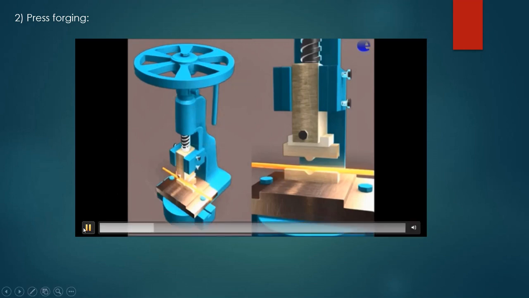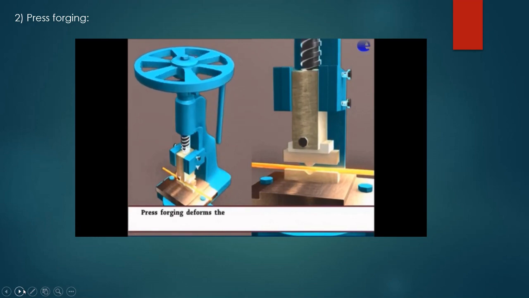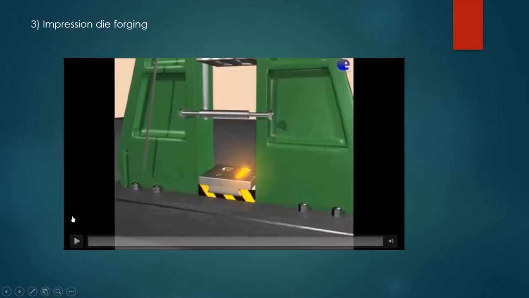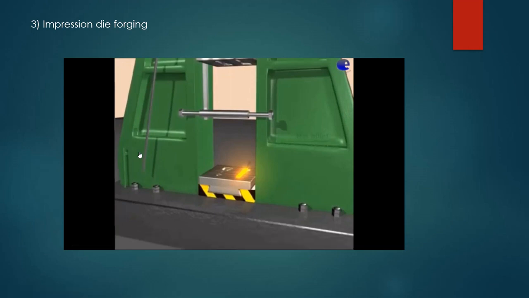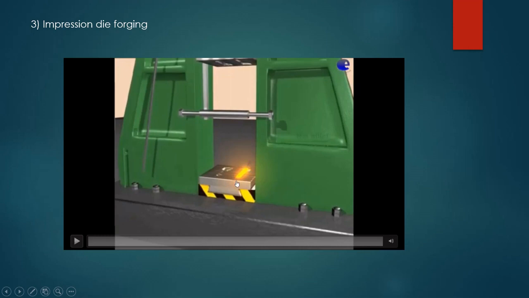Now heading on further, impression die forging. This is an extensively used process in machines because in this process we can get a desired job by just pressing between two dies.